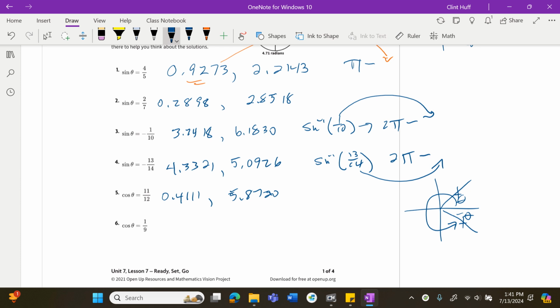So on number 6, same approach. We'll inverse cosine 1/9, we'll get 1.4595, and then we'll do 2 pi minus 1.4595 to get the quadrant 4 equivalent, 4.8237.